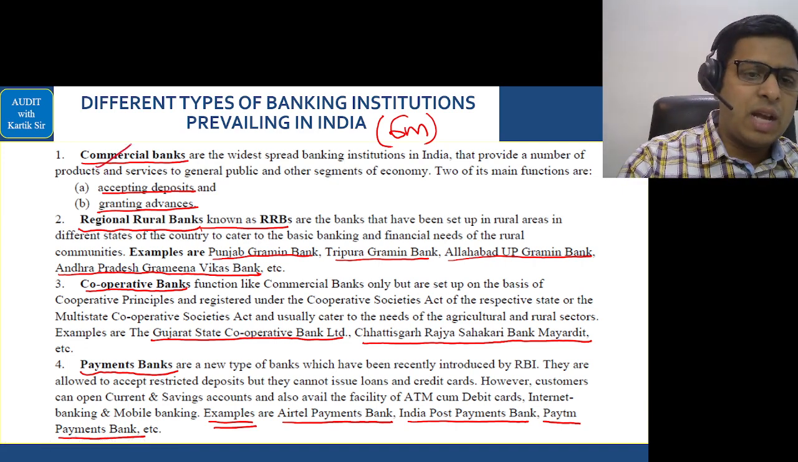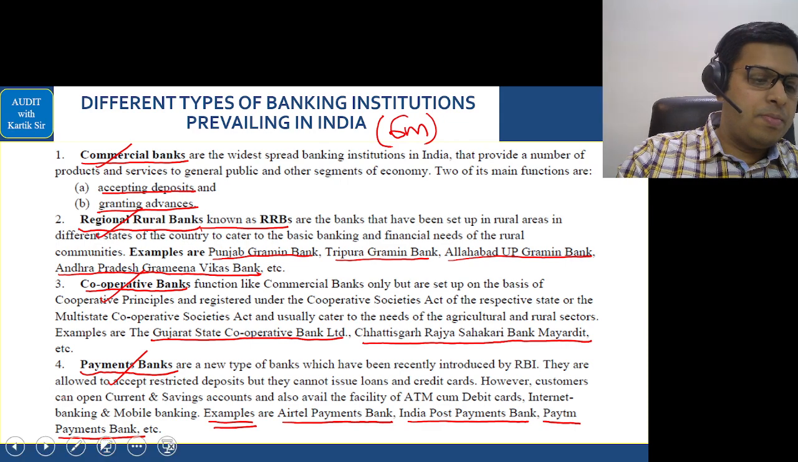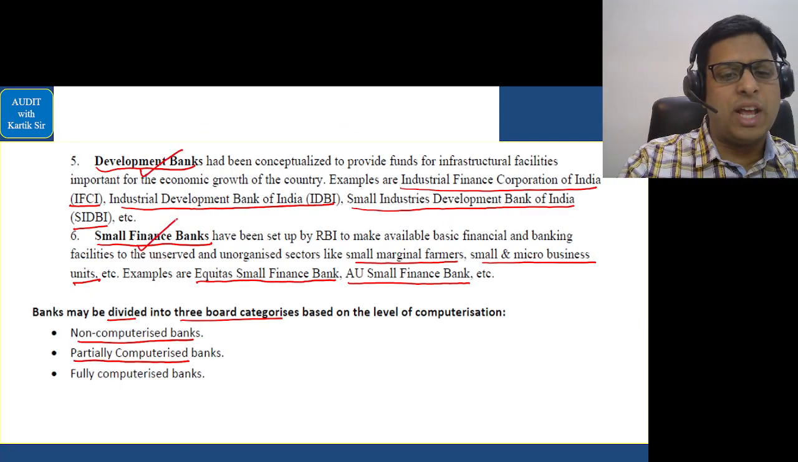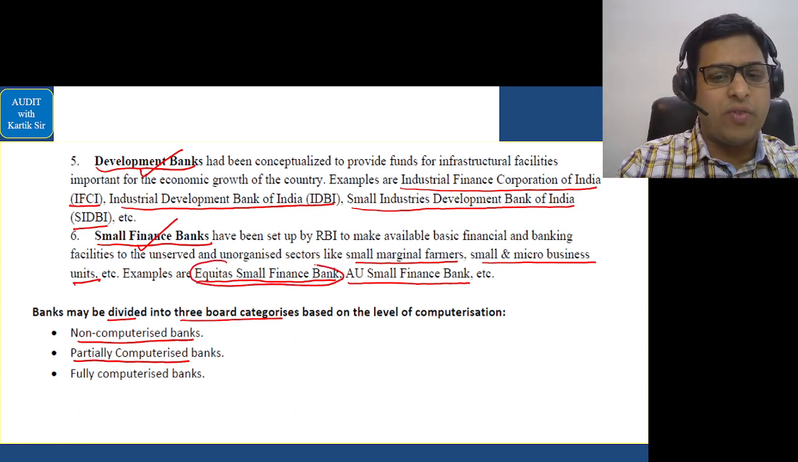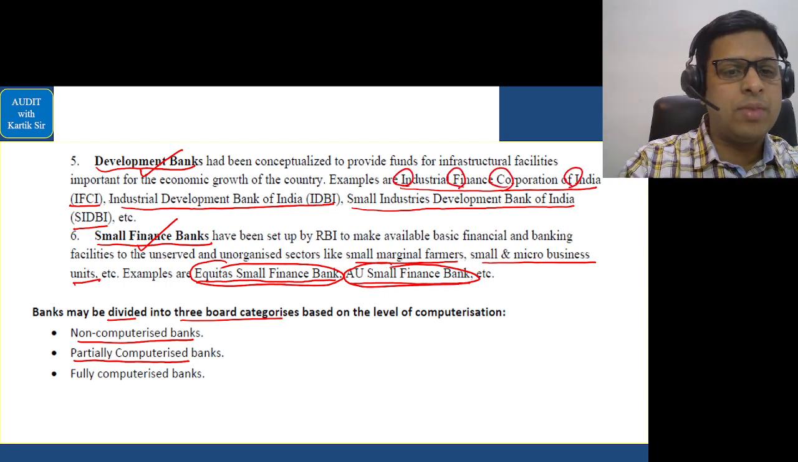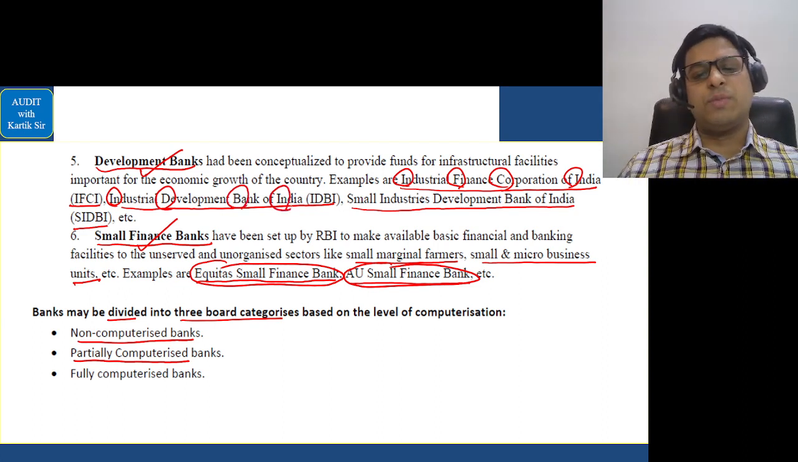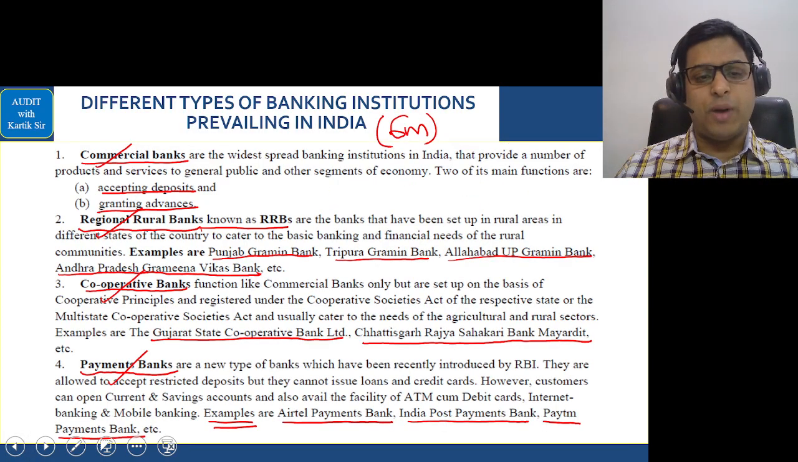Let's see this. Commercial banks, regional rural banks, cooperative banks, payments banks. You'll get the other area, that is development banks and small finance banks. Here, these examples which they have given, see, Equitas Small Finance Bank, AU Small Finance Bank. Here also you can see your IFCI, IDBI. All these areas become very, very important for you to understand.